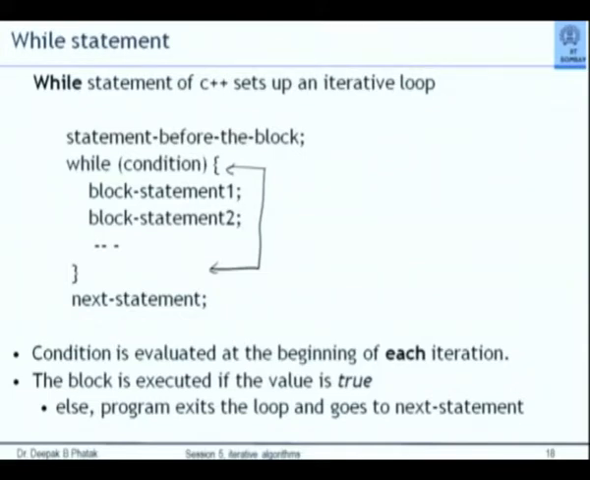Can you see the power of expression here? So, the semantics, or the meaning, is given at the end. The condition is evaluated at the beginning of each iteration. The block is executed if the value is true, else the program will exit the loop and go to the next step. So, it will jump out, sort of.